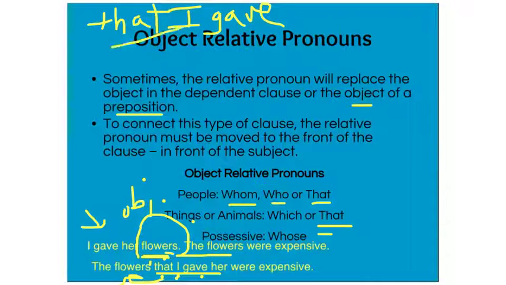Because look, here I already have a subject. So I gave her that. The flowers would be the object. So anytime you have an object relative pronoun, you know because you have the relative pronoun, a subject, and a verb.